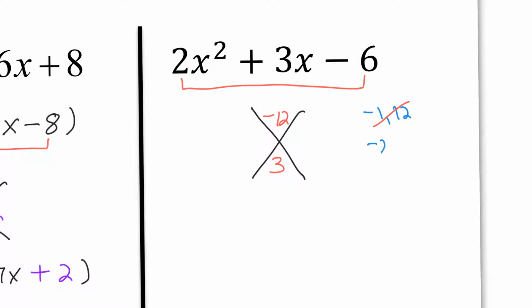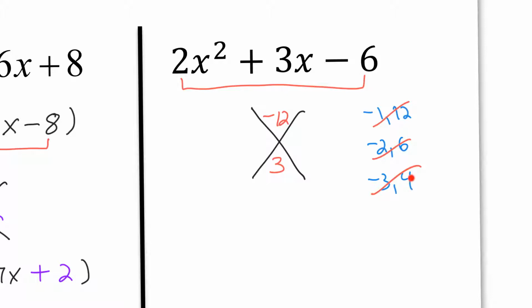I'm going to try negative 2 times 6. So when you have negative 2 plus 6, that's going to be positive 4. Nope, doesn't work. They do multiply to negative 12, but it doesn't give you a 3. So this one doesn't work. I'm going to try the negative 3 times the 4. Well, negative 3 plus 4, that's 1, not 3. So I'm going to cross this one out here.